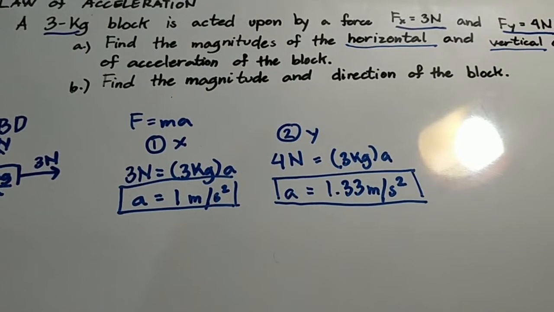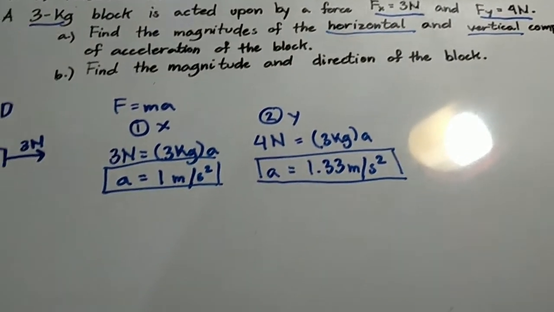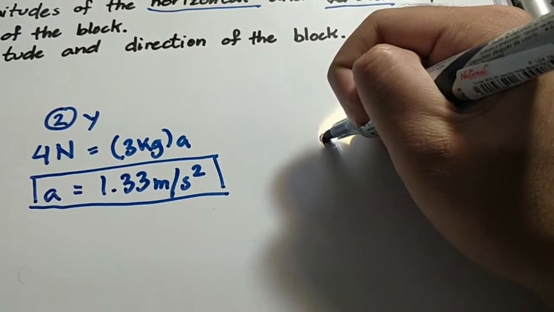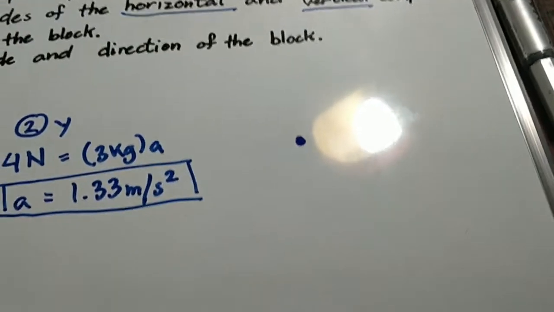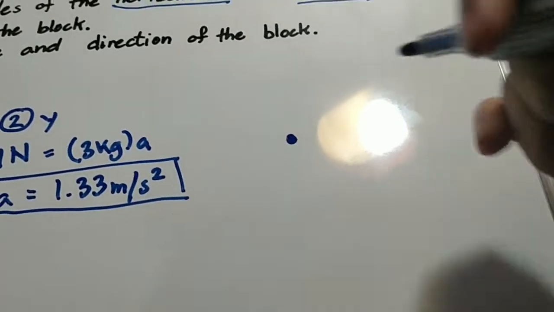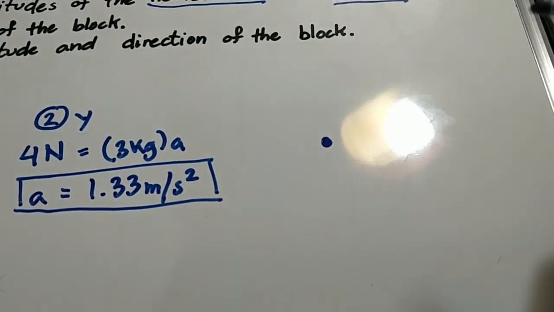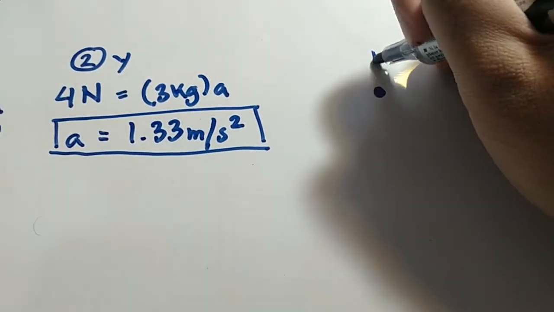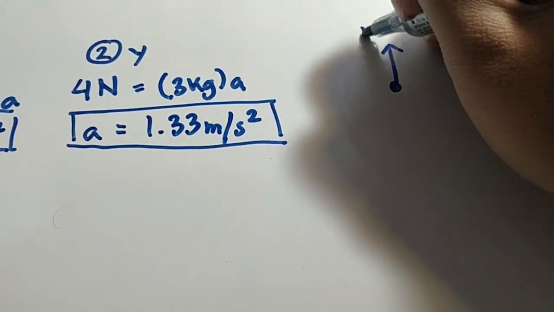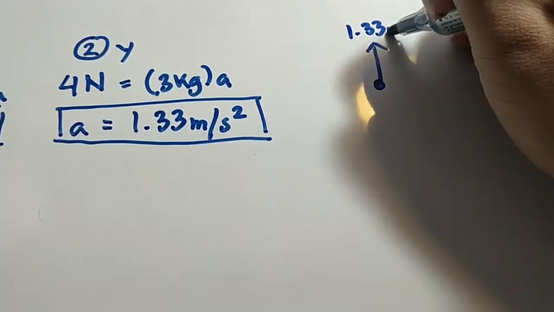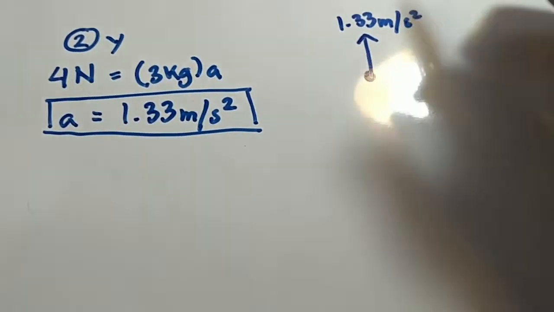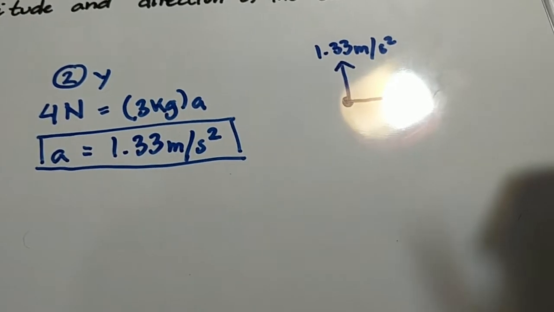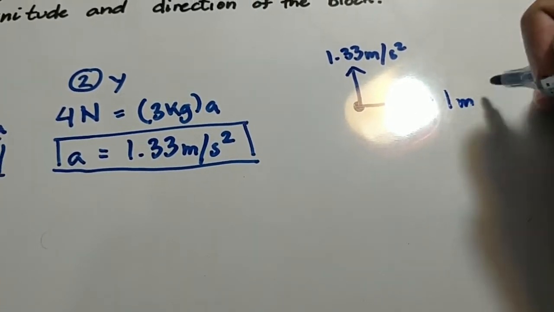So, now, find the magnitude and direction of the block. Isipin natin na ito yung block. Ito kasi yung legit na free body diagram eh. Ganito lang ang itsura ng mga free body diagram. Ngayon, tumataas daw siya ng 1.33 meters per second squared. Then, pumupunta siya to the left, to the right pala, ng 1 meter per second squared.